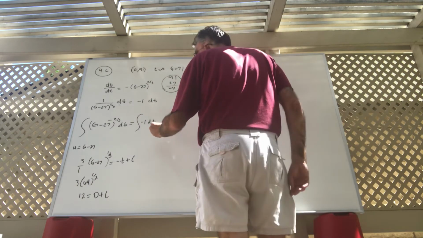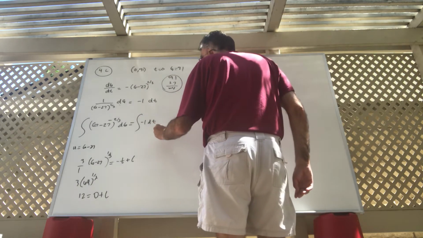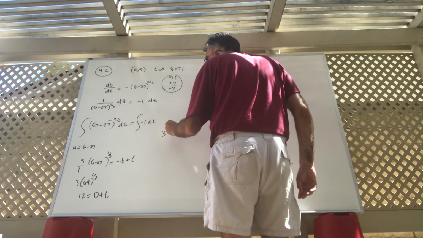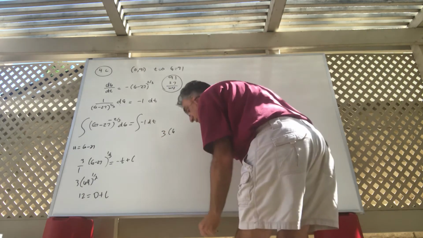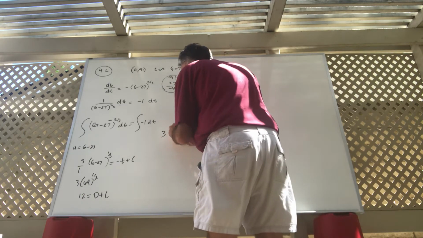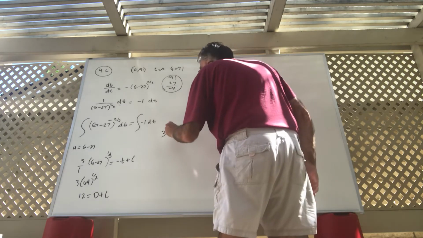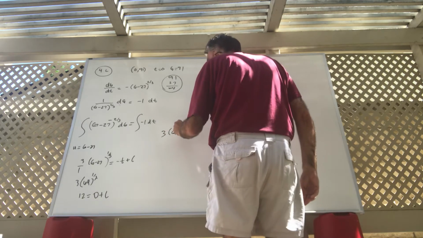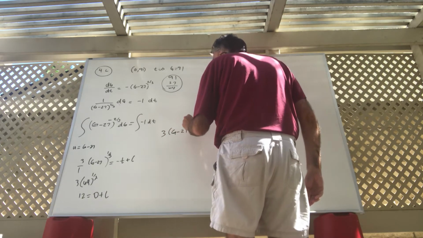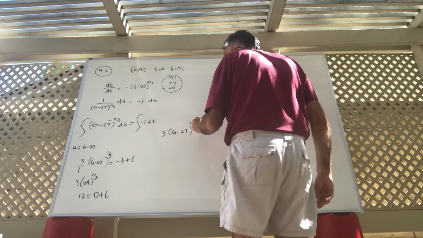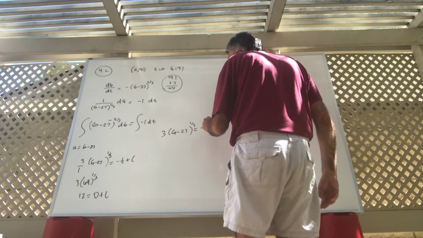So what I end up with then is 3 times g. Man, my g's are getting really ugly here. Hold on. Crappy letters to choose, in my opinion, just because I can't write them. Equals negative t plus 12.